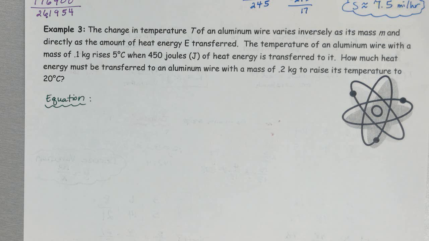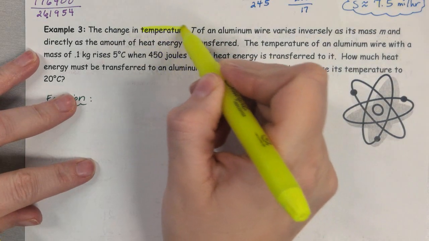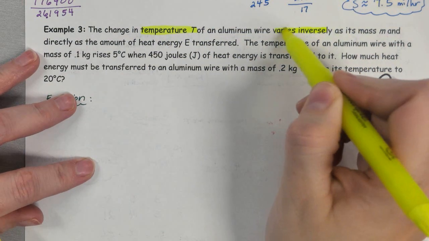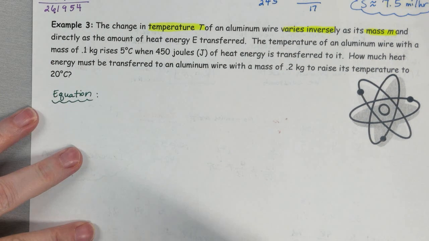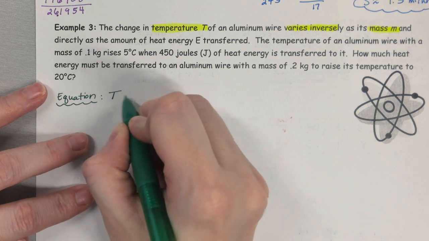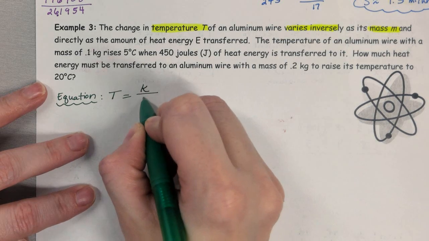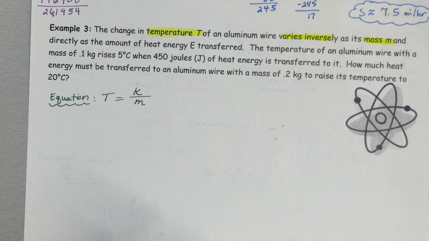All right, so what was different about the words here? How is this different from all the rest of them that we've done? Yeah, there's 2 types of variation within one, okay? This is called combined variation. So it's when you have multiple types of variation. So it starts with the change in temperature T, and it says that varies inversely as the mass m. So what I liked is some of you were like, okay, I know how to set that up, right? I know T is going to equal K over m. So that's great. That's a great first step.